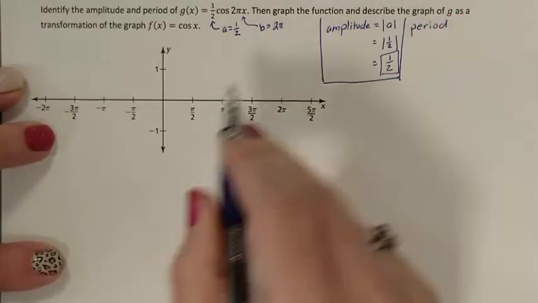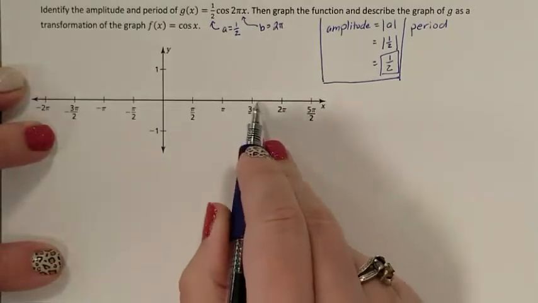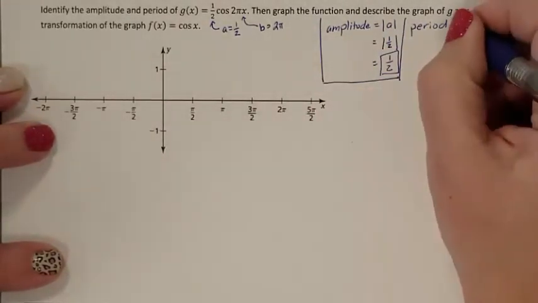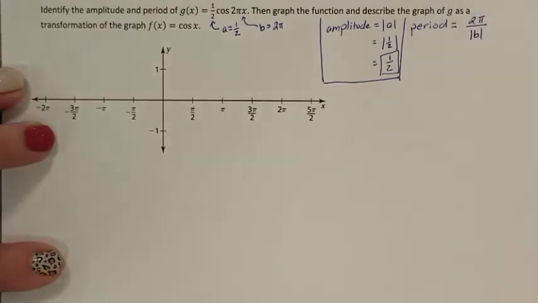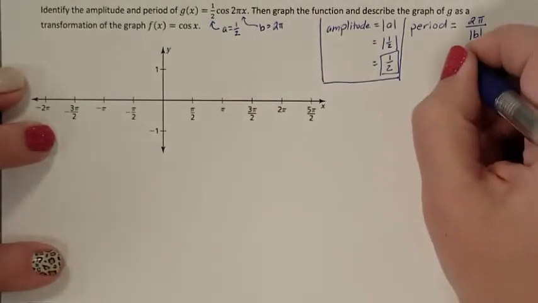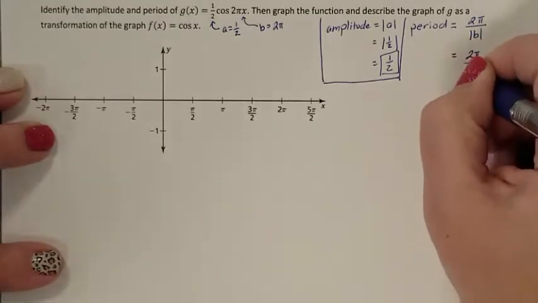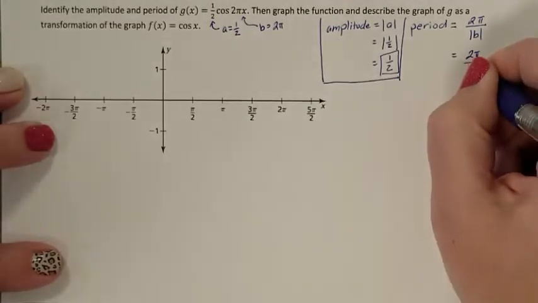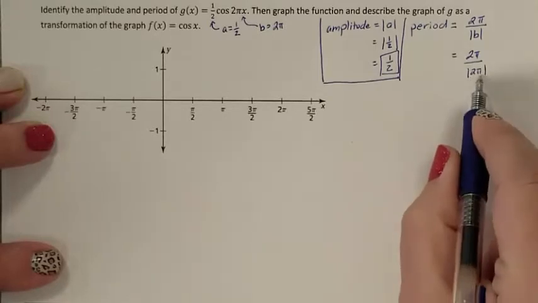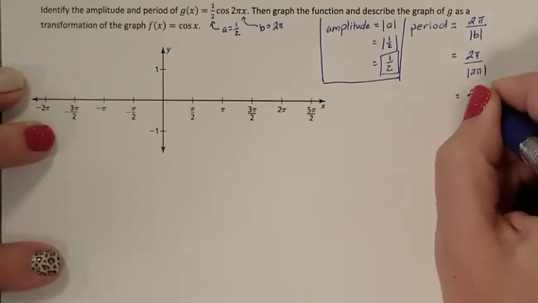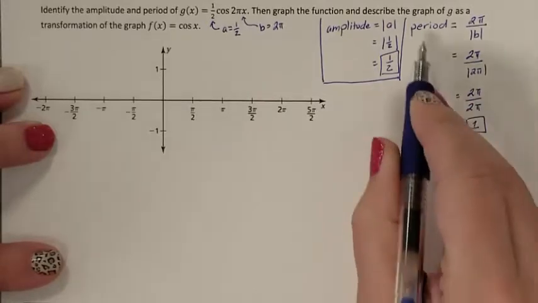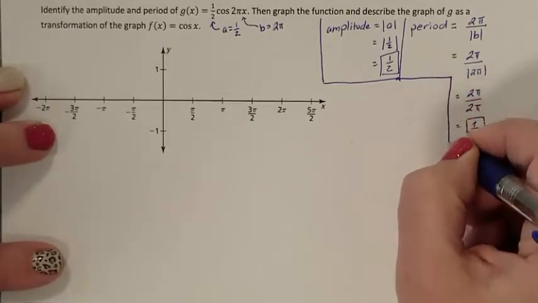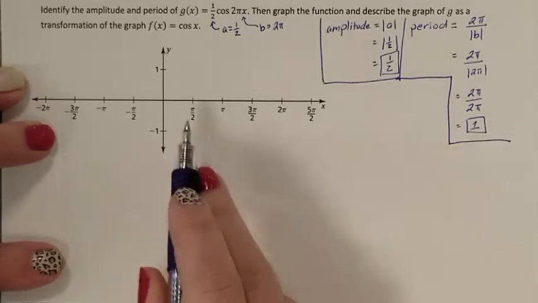Period is asking you how long you need to have your x-axis before it's going to start repeating again. Your period is the equation 2 pi all over the absolute value of b. So we've got 2 pi all over the absolute value of 2 pi, which is 2 pi. So this is 2 pi over 2 pi, which simplifies down to 1. So my period is going to be 1 long before it starts repeating.